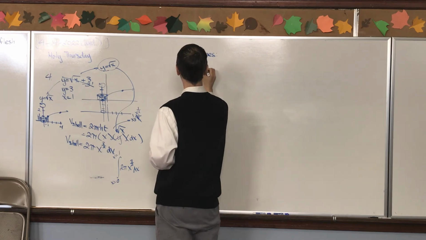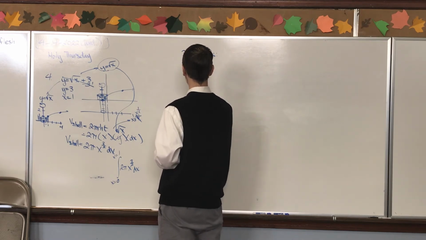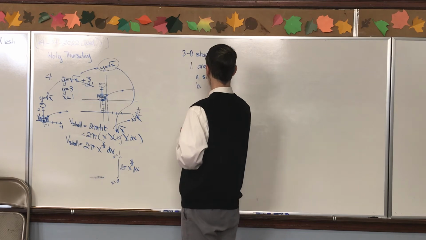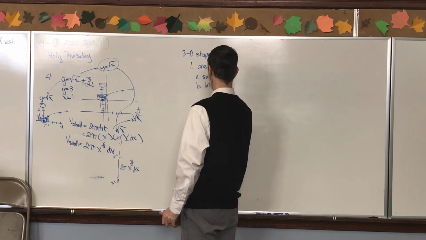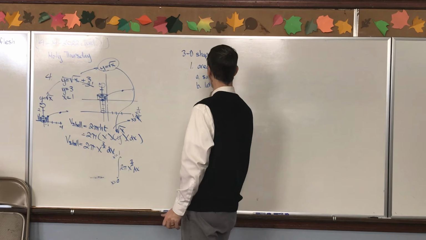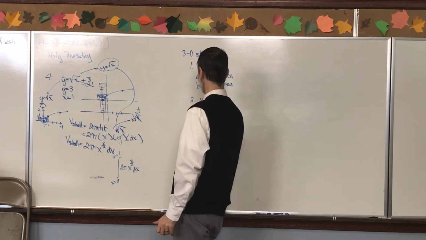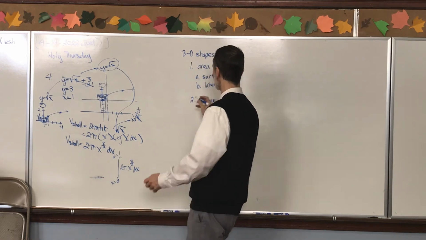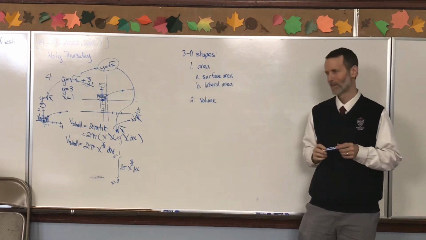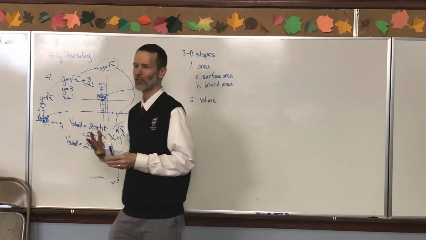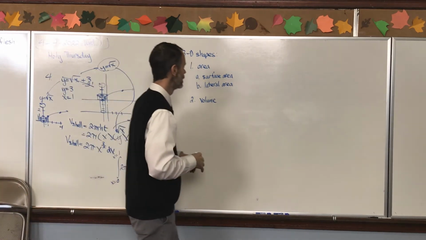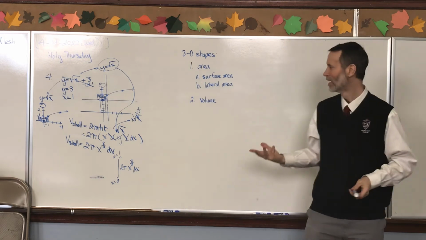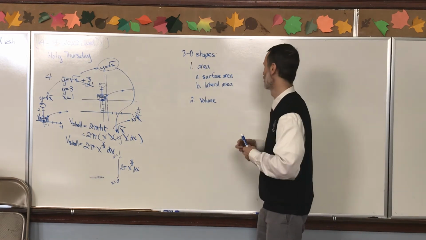Area, and there are two types of area. There's surface area and lateral area. And then the second thing we need to do is volume. Try to write that down. Whenever you have a three-dimensional shape, something that actually takes up physical space and is not flat, you'll have area on the outside and you'll have volume inside.